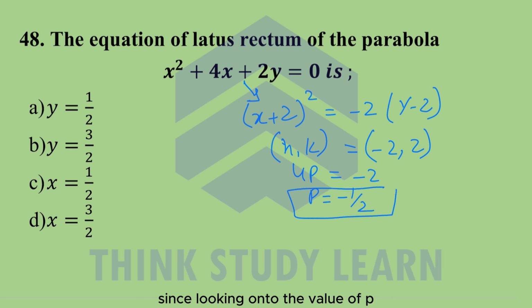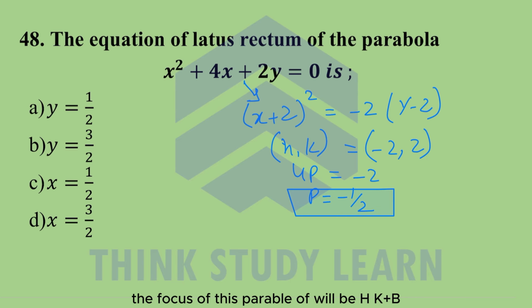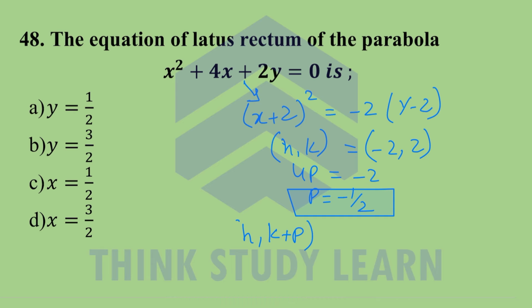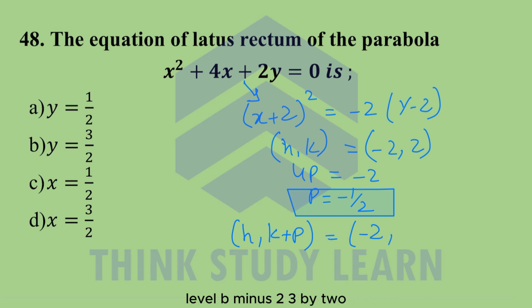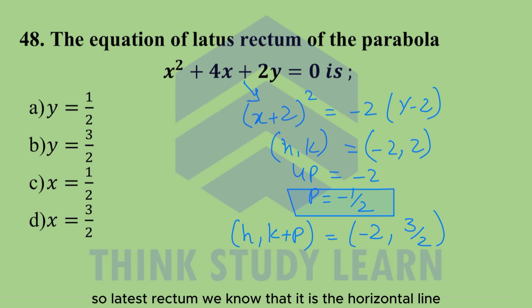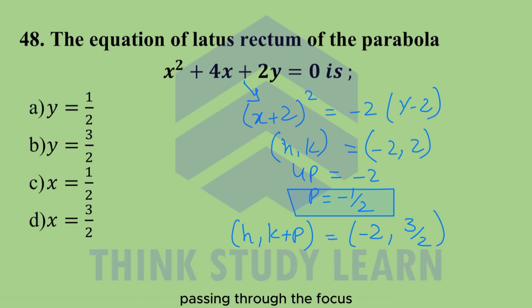Looking at the value of p, which is negative here, the focus of this parabola will be (h, k plus p). So putting the values, the focus for this parabola will be (minus 2, 3 by 2). So latus rectum, we know that it is the horizontal line passing through the focus, so therefore the latus rectum equation for this parabola will be y is equal to 3 by 2. Option B is the right answer.